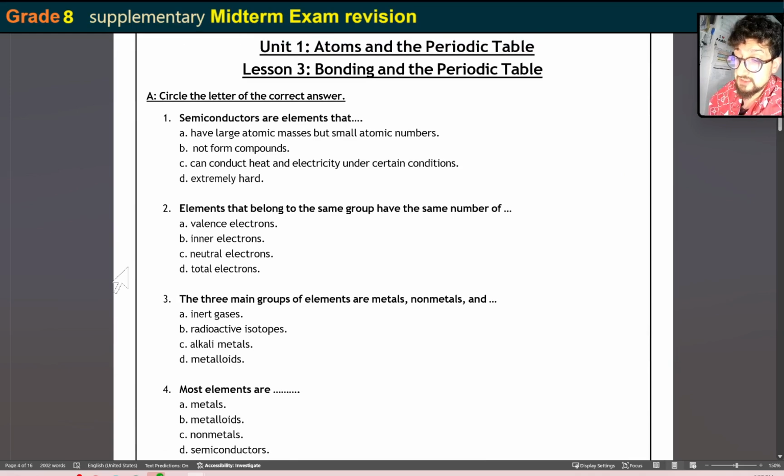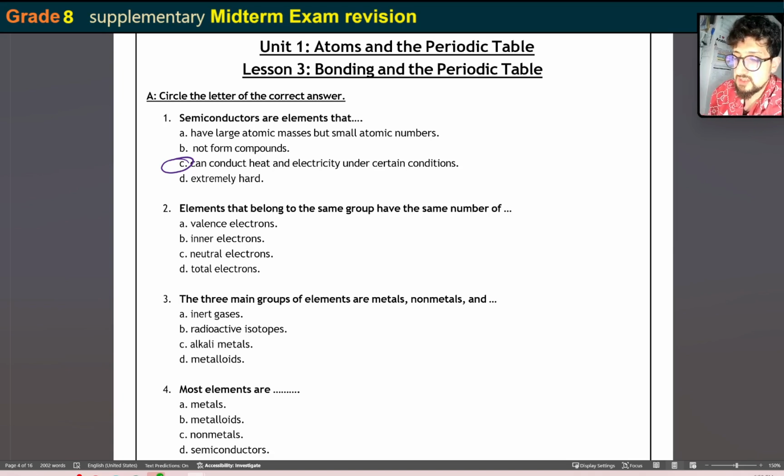Atoms and the periodic table, lesson 3, bonding and the periodic table. Circle the letter of the correct answer. Semiconductors are elements that have large atomic masses but small atomic numbers. That makes no sense. Not form compounds, of course not. Can conduct heat and electricity under certain conditions, absolutely. Those conditions can be temperature related or light related. So it depends on whether light hits the element or whether they heat it up, their conductivity can change. That's why we use semiconductors in electronics.